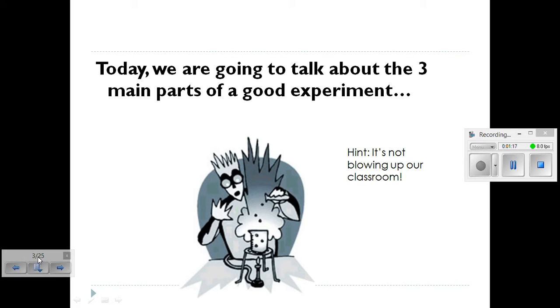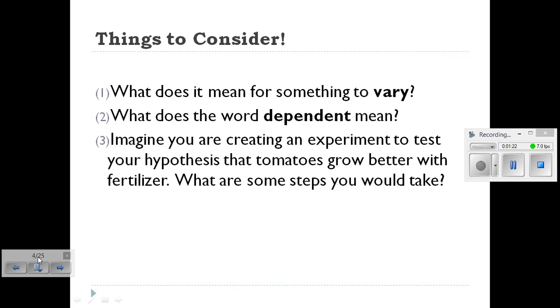I'll give you a hint. It's not blowing up our classroom. So these are things to consider as we go through the presentation. What does it mean for something to vary? Think about this. What does the word dependent mean? Think about that. Now, imagine you are creating an experiment to test your hypothesis that tomatoes grow better with fertilizer. Think of some steps that you would take as you're preparing for this experiment.